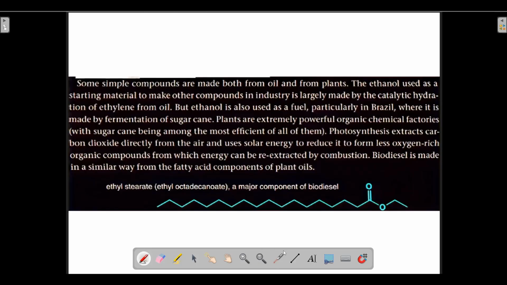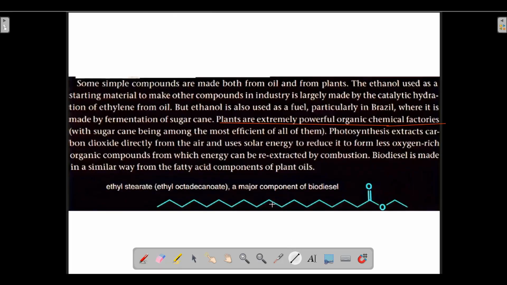Plants are extremely powerful organic chemical factories, because in plants various reactions take place. For example, photosynthesis takes place in plants. So how does photosynthesis take place in plants? With the help of CO2 and water in the presence of ultraviolet rays, that is solar rays. So CO2 and water are converted into glucose, which is needed by the plants. So plants are extremely powerful organic chemical factories.